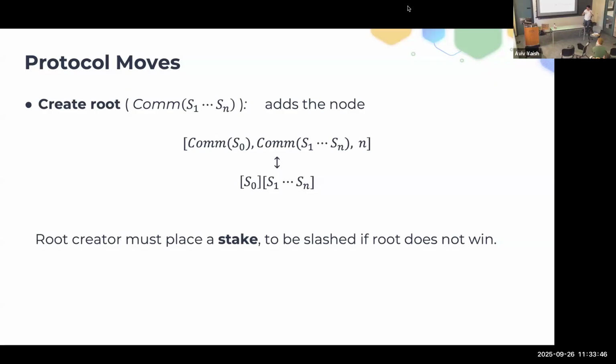Just keep in mind that the smart contract doesn't check or know what this commitment means. He just posts the commitment. But if the honest party is done right, then he sends the correct commitment. It can be garbage too. And the root creator must place a stake, which again is to be slashed if that root does not win. And I will say what winning means.